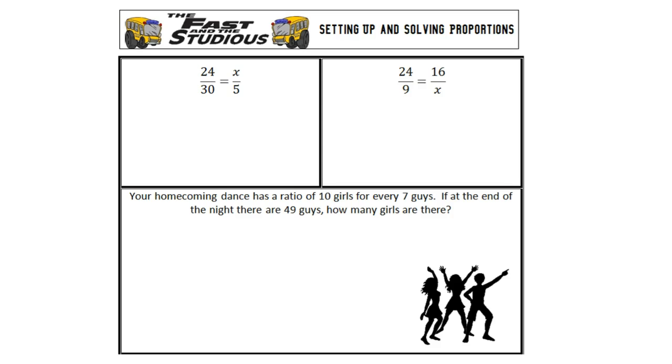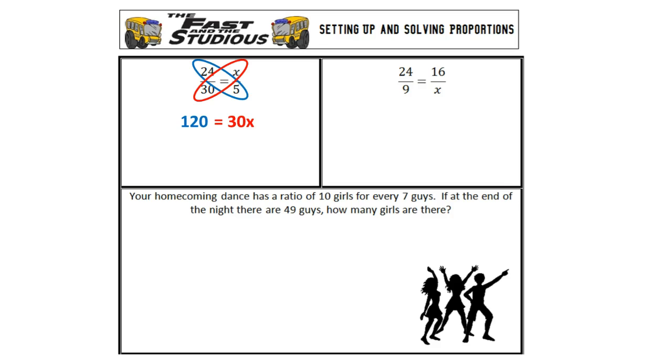There's two ways to look at it. Either way, it's called cross multiplication. In the first case, I'm going to multiply the two values that are across from each other, 24 times 5. Then I'm going to multiply the other two values that are across from each other, 30 times x. This is going to set up an equation. 120 equals 30 times x, or 30x.